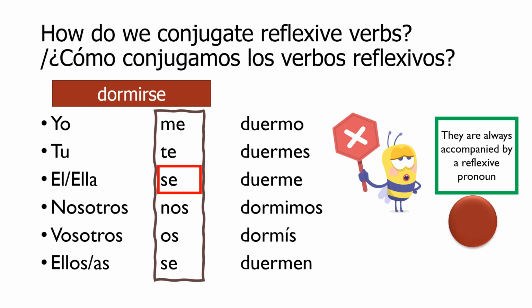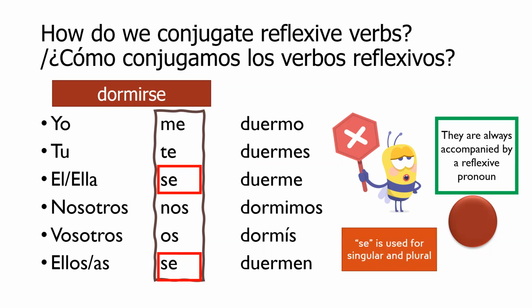Now, remember also that the reflexive pronoun for the singular and the plural of the third person, that is él o ella, ustedes, is going to be the same. It doesn't matter that there's a difference in number.